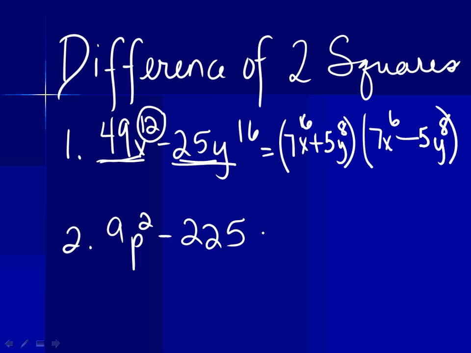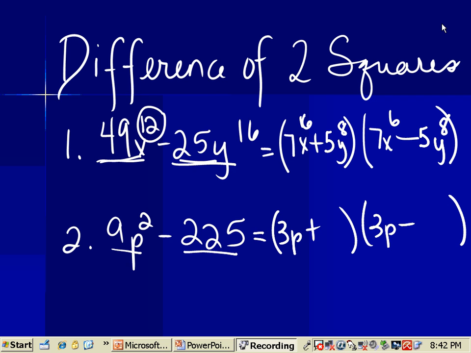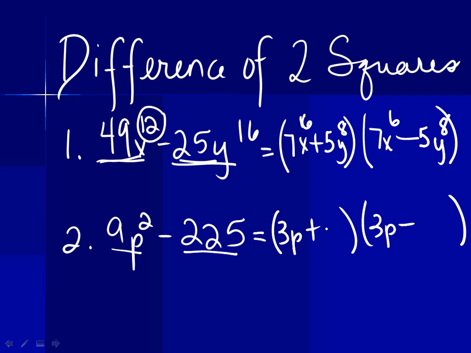All right, let's try number 2. It's a difference of two squares, so I'm going to do my two parentheses, one's plus, one's minus. 3p squared is 3p times 3p. And then I need to do the 225, which is just 15 times 15. Whoops, hold on.